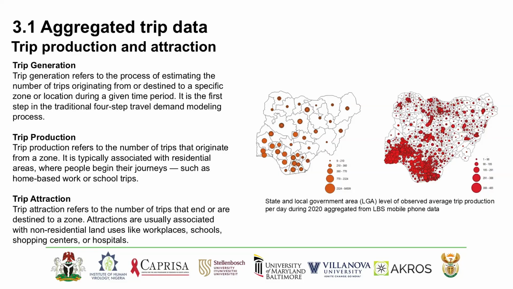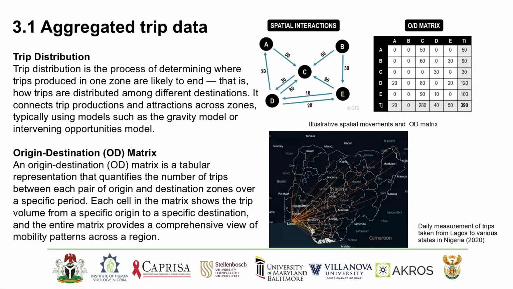Darker red areas have higher trip activity, giving us a spatial view of where people are starting and ending their trips. In addition to trip production and attraction, we also analyze trip distribution, which answers the question, where do people go once they leave a certain area? Trip distribution connects trip origins and destinations across zones. It's often modeled using tools like the gravity model, which assumes that travel volume depends on the size of the zones and the distance between them.